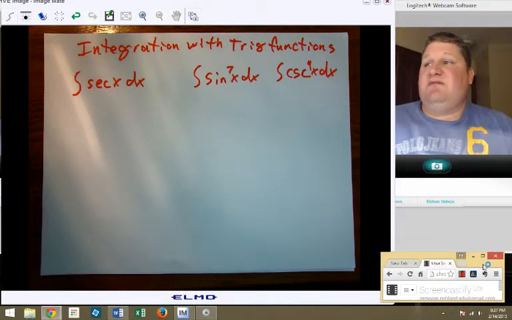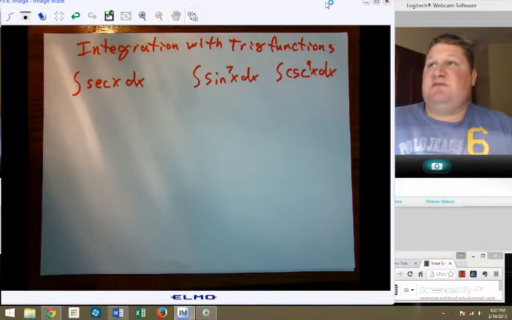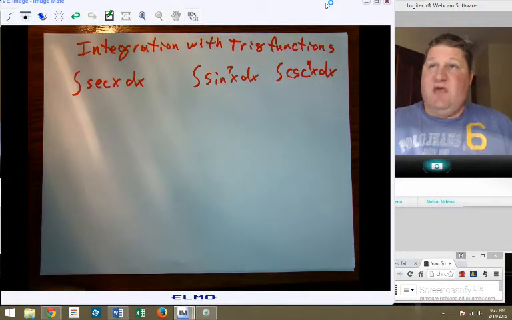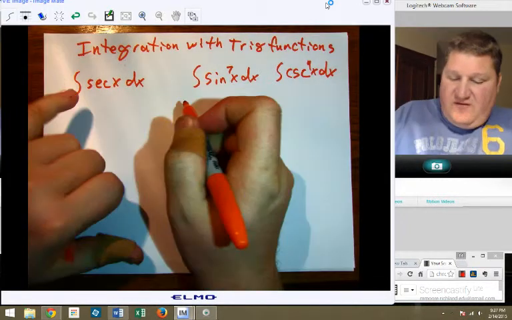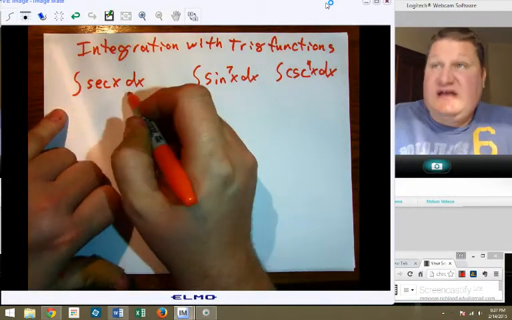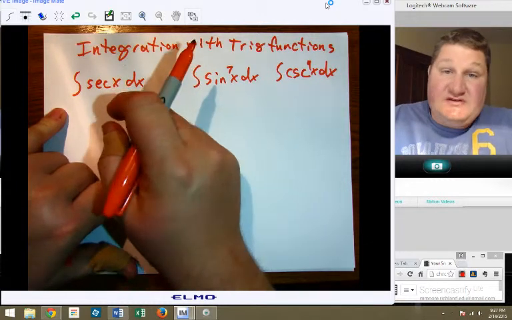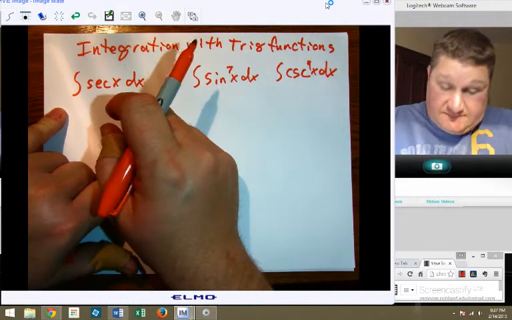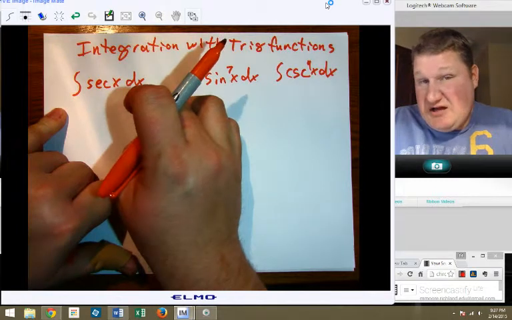Okay, ladies and gentlemen, let's continue on with integrating some of our transcendental functions. To do that, let's talk about some trig functions. Now, integration of secant x. We all know the integration of sine x. We all know the integration of cosine x. Secant x, not so much.